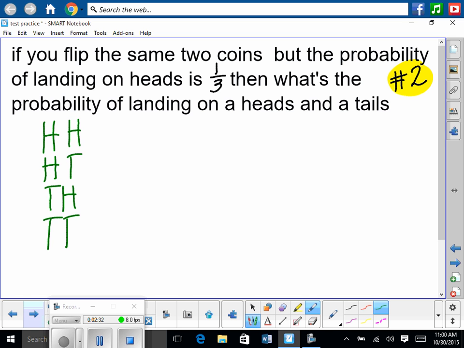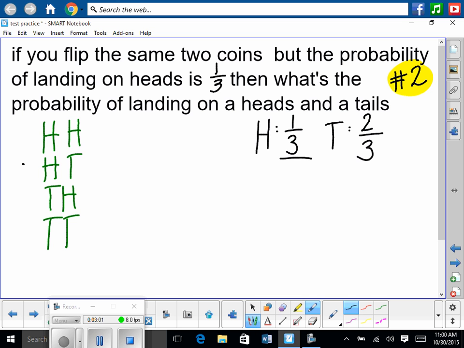But this time we have a weighted coin. The chances we land on heads is 1 out of 3. So if we toss a coin in the air, 1 out of 3 times we're going to land on heads. Well then, the only option is landing on tails. If we're not landing on heads, we must be landing on tails. So if 1 out of 3 times you land on heads, then 2 out of 3 times we must be landing on tails.